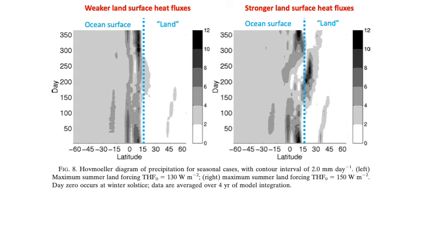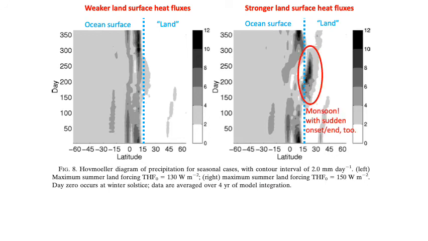The key thing is that the colors denote precipitation rate. Darker colors mean stronger precipitation. The left is the case of weaker land surface heat fluxes, so there's less of a land-ocean heat contrast, essentially. What you notice is that during the summertime there's a little bit of an inland, northward propagation of precipitation, but it's pretty weak. On the right side is a strong land surface heat flux. So the land is more land-like. There's a stronger heat flux into the atmosphere.